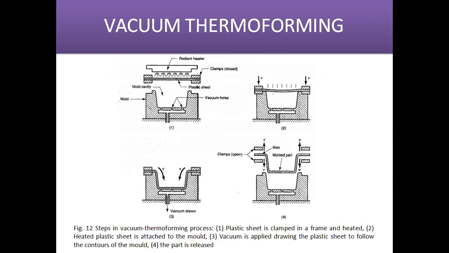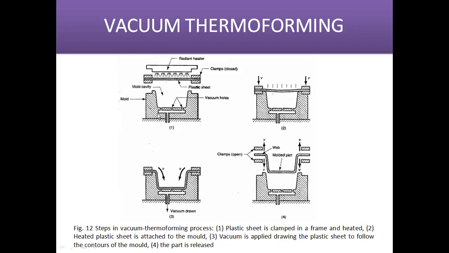In the vacuum thermoforming process, as I told you at first, the plastic material is heated, and generally infrared heating is used to heat the plastic material. Then the softened plastic material is placed into the mold and held with the clamps, and then you can see in the mold cavity there are some vacuum holes.